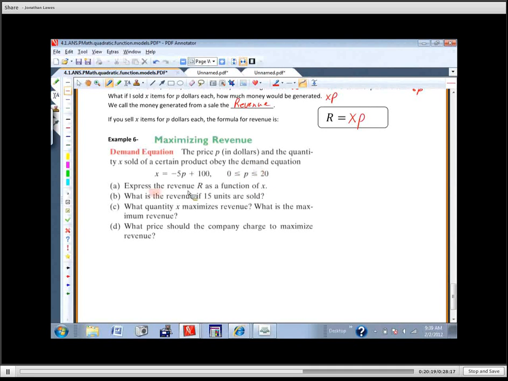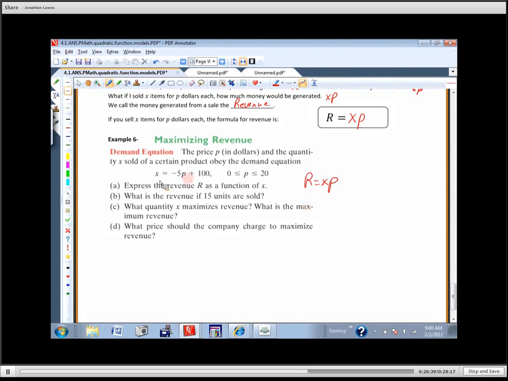So it says this: express the revenue as a function of x. So r equals x times p. What don't we like about this? Two variables. Which one do we need to get rid of? We need to get rid of p.